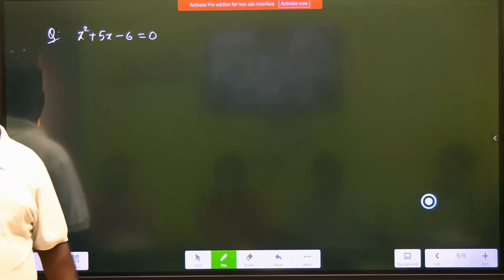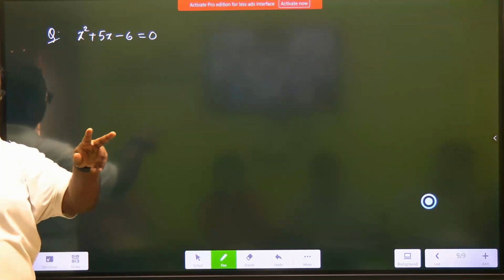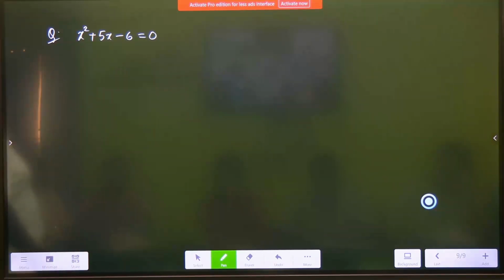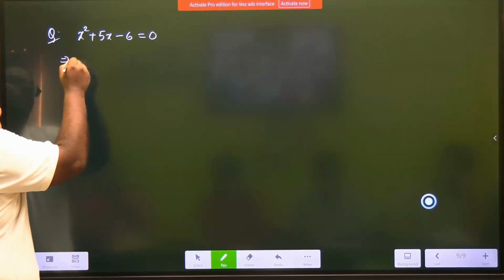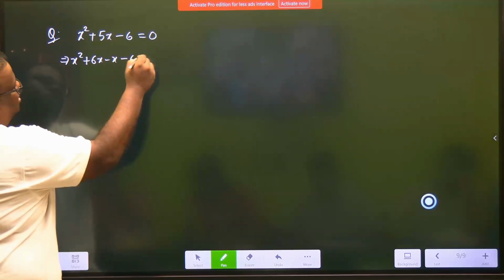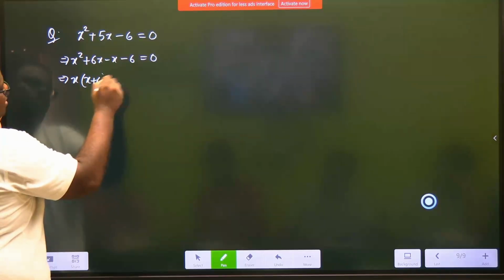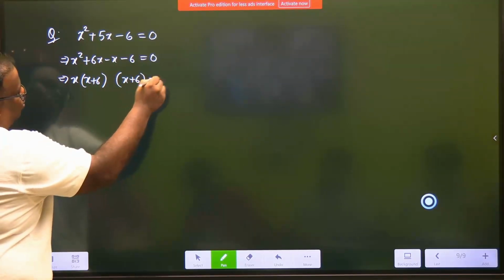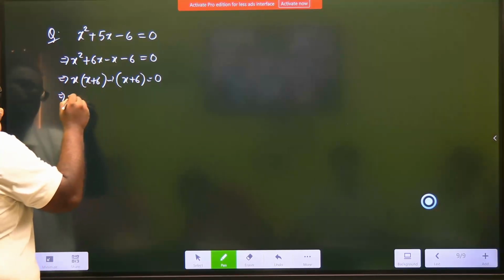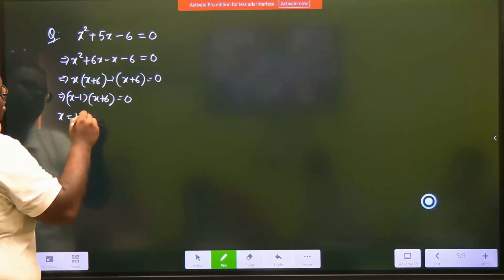Minus 6. 3 and 2 नहीं होगा. करके देखो. You have to get a minus 6. Minus 6 means, and you have to get a 5. If you take 3 and 2, both should be positive. So it will be 6 and 1. 6 and 1, right? So how do we solve it? X square, you have to get it positive. So you take it as 6x minus 6 is equal to 0. So x into x plus 6, you have to get a x plus 6 here. How do you get a x plus 6? Negative 1. So it is x minus 1 into x plus 6 is equal to 0, which means x value is 1, x value is 6.